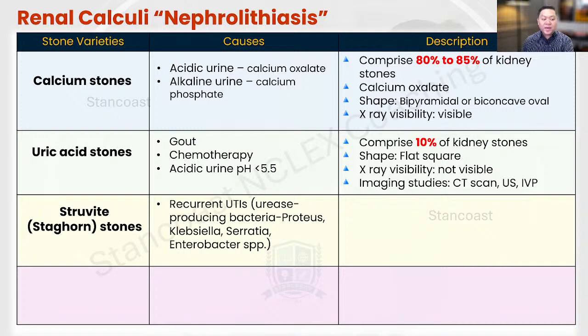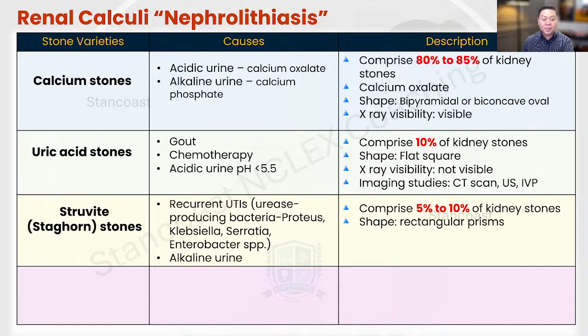Now, with the description of this type of stone, it comprises about 5 to 10% of total kidney stones. And again, they have that staghorn look, and they're actually going to look like rectangular prisms in shape under the microscope, and they are visible in the radiology study. Okay, so the regular abdominal X-ray will be able to visualize this kind of stone.